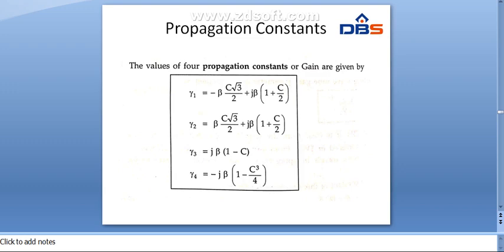Here the four propagation constants are gamma 1, gamma 2, gamma 3, gamma 4. Gamma 1 is minus beta c root 3 by 2 plus j beta into 1 plus c by 2. Gamma 2 is beta c root 3 by 2 plus j beta into 1 plus c by 2. Gamma 3 is j beta into 1 minus c, and gamma 4 is minus j beta into 1 minus c cube by 4.